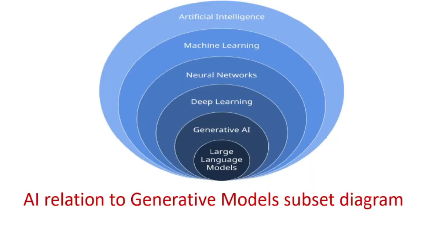In relation to the generative model subset diagram, this is a diagram that is said to be a generative model subset diagram. A subset diagram shows a smaller specialized group inside a larger category. In this context, it shows how generative AI models that create new content, like ChatGPT, Midjourney, and Google Gemini, are a specific branch located inside the large field of machine learning and AI. This is what it means.